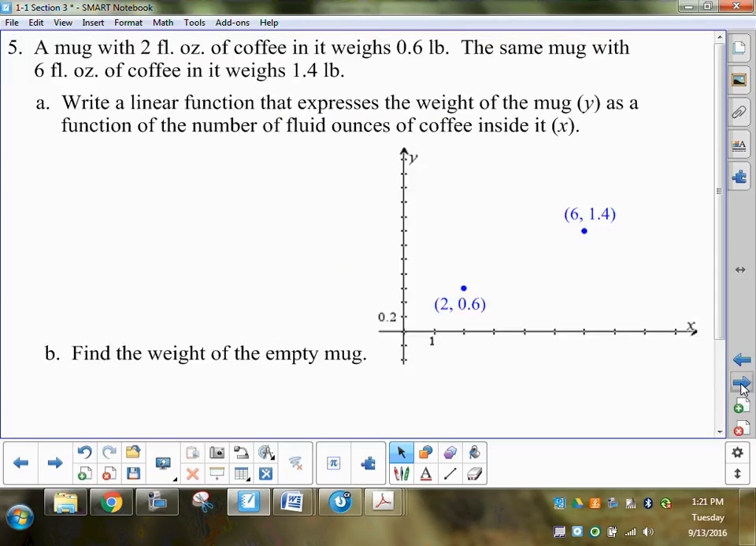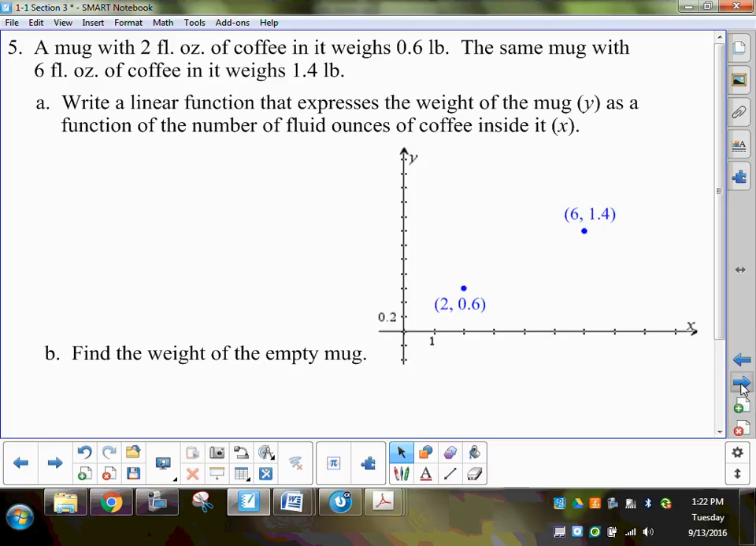Take a look at 5. You've got a mug with that much coffee in it. 2 ounces weighs that much. The same mug with 6 ounces weighs that much. We need to write a linear function that expresses the weight of this as a function of the fluid ounces in the cup. This method is useful if you don't know, or if you can't empty out a container entirely.